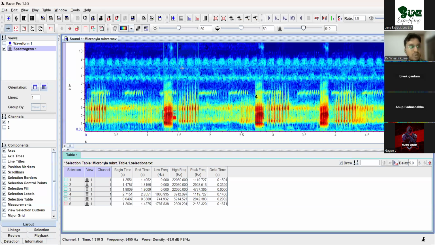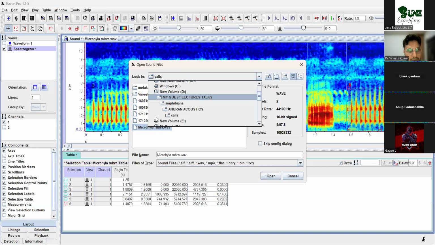But in case of a bird, I will open a file. Just wait, I'll show you. There are some files available in Raven itself. There are some calls here. I'll open one of the calls here. You'll be able to see.